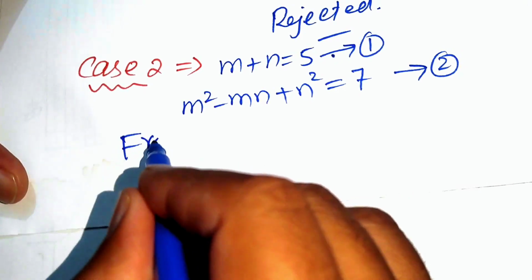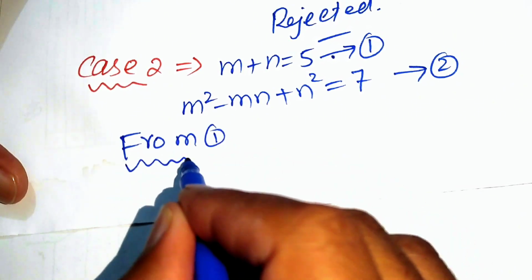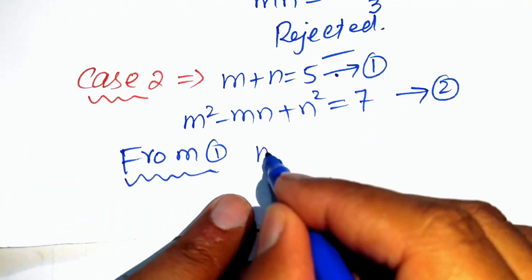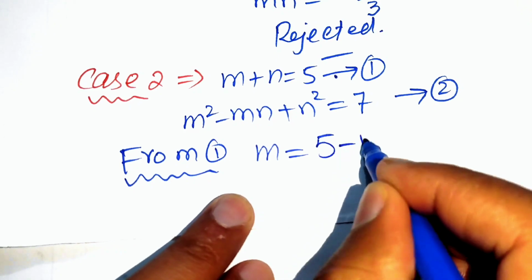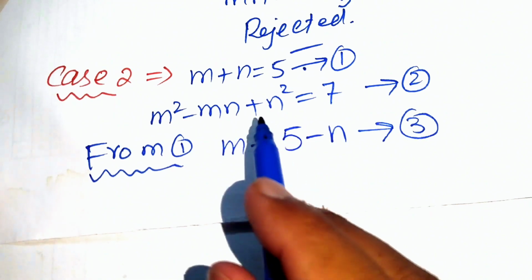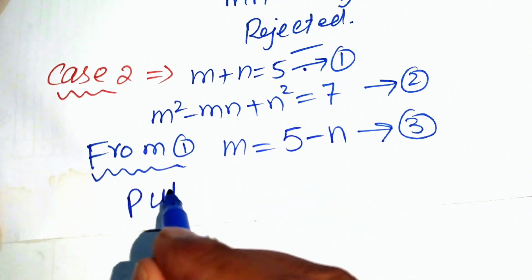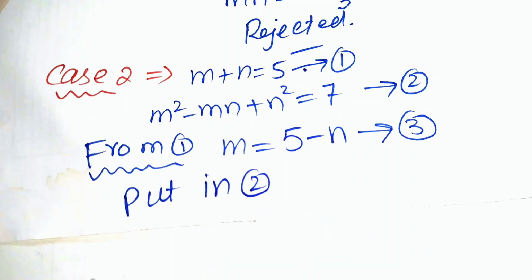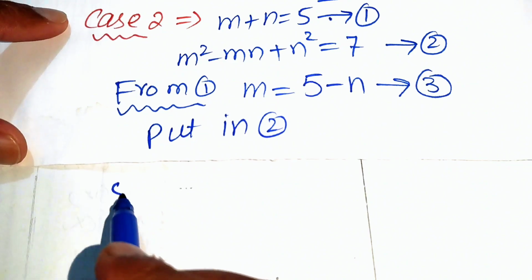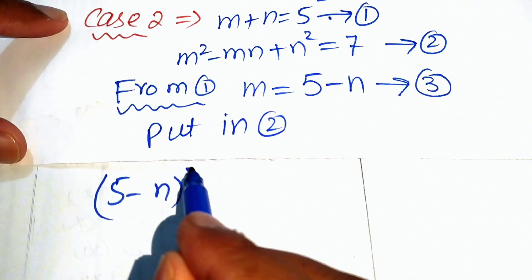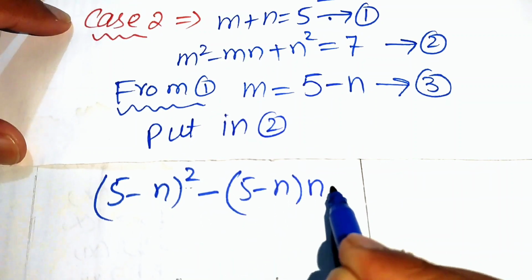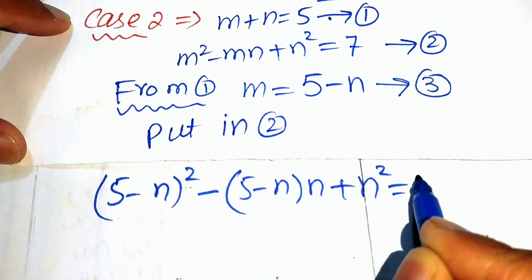So here first we focus on equation number 1. From equation number 1 we find the value of m: we move n to the right hand side, and it becomes m equals to 5 minus n, and we name this equation number 3. We put the value of m in equation number 2, so it becomes (5 minus n) whole square minus (5 minus n) into n plus n squared equals to 7.